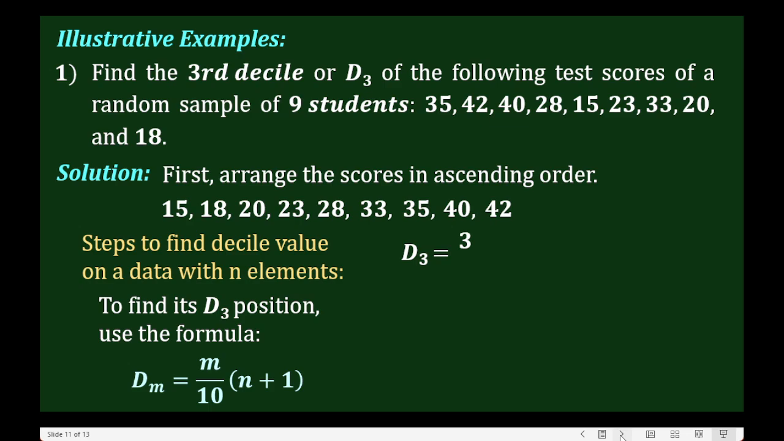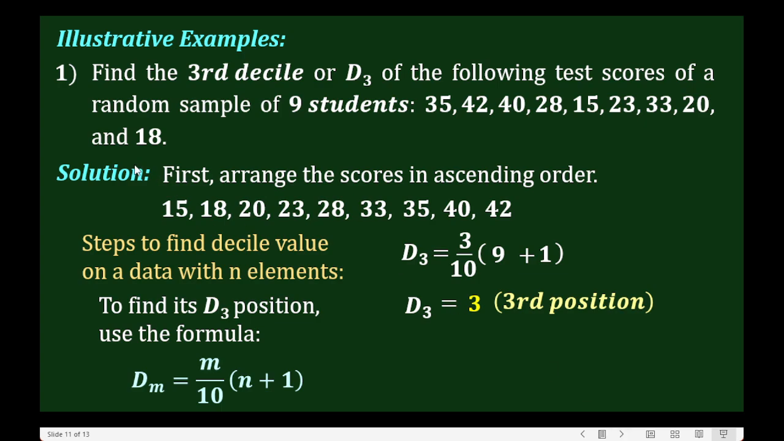Then we substitute to the formula. So D sub 3 is equal to 3 over 10 times the quantity 9 plus 10. Simplifying the result, D sub 3 is equal to 3. So therefore, the position is actually the third in the decile. Okay?